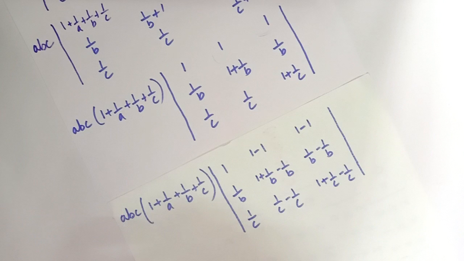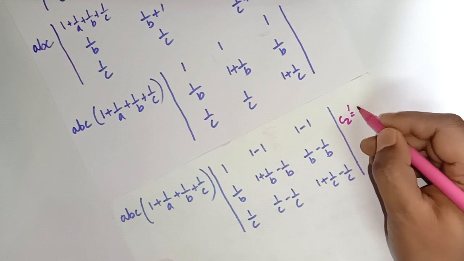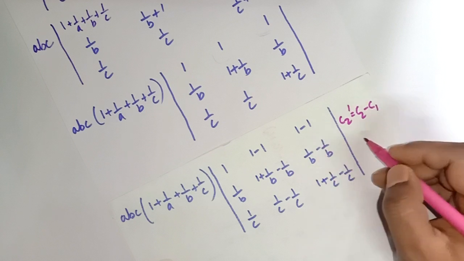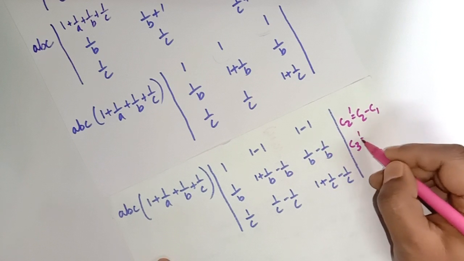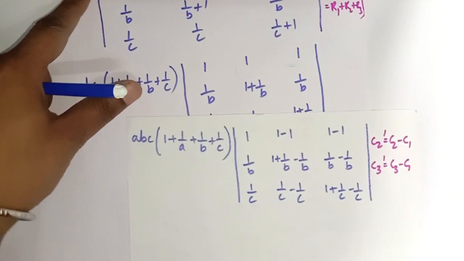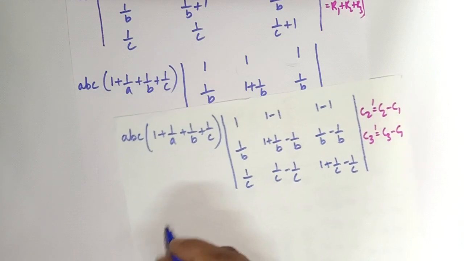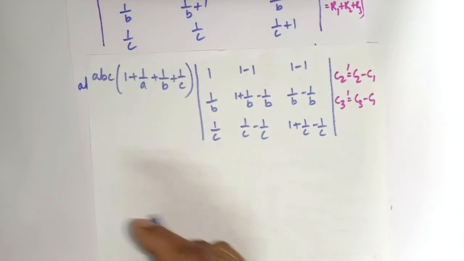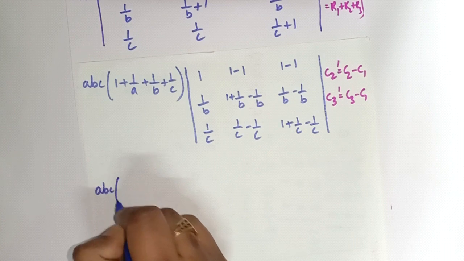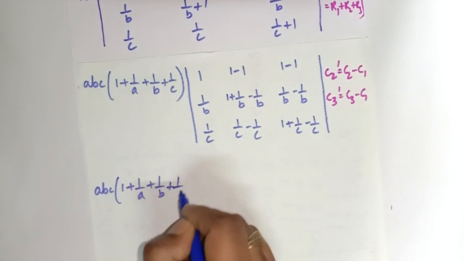Okay. So I'll write the operation. What I have done? Operation: C2 dash I have changed, C2 minus C1. And this is your C3 dash I have changed, C3 minus C1. Okay. So now what we'll do? Now let's simplify this. What will I get? Now you can see A, B, C. What is this? 1 plus 1 by A plus 1 by B plus 1 by C.